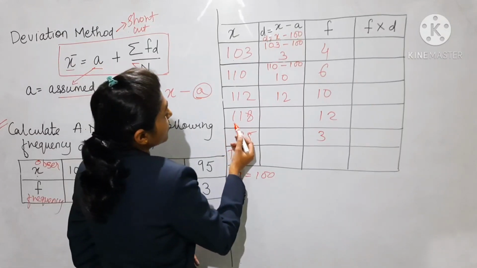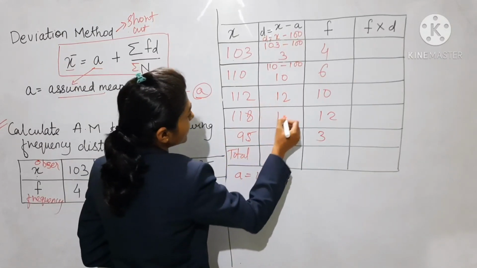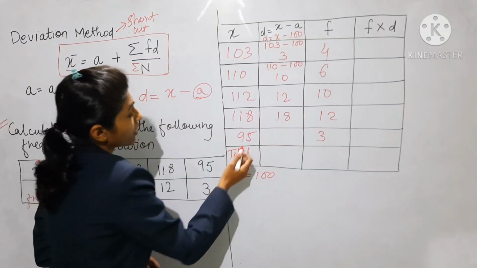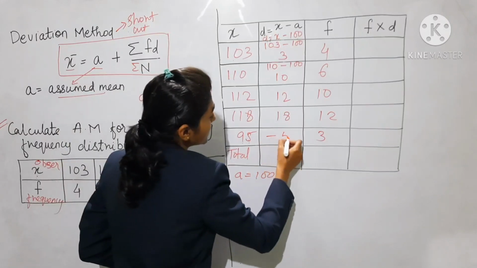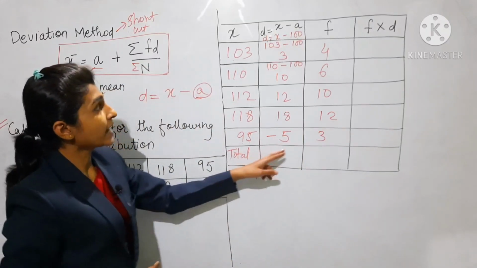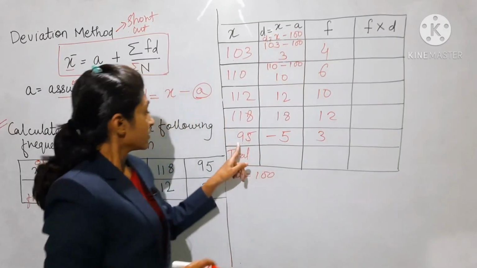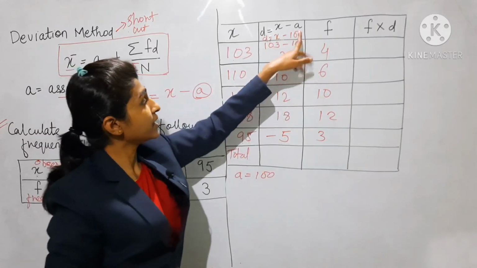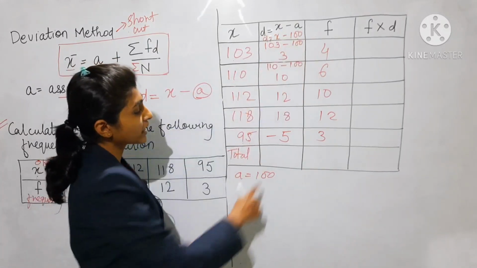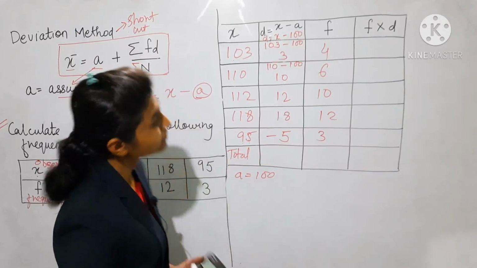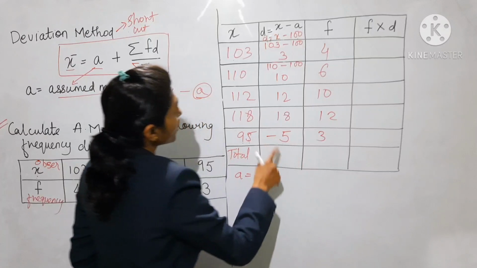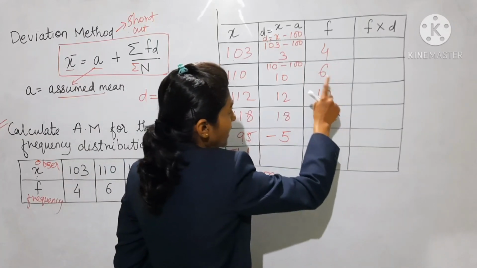Next, 118 minus 100, 18. Now 95 minus 100, we get minus 5. Okay, sign of the greater number. 95 is the smaller number, 100 is the greater number. So sign of the greater number, minus 5. Now next, we have got D, and we have already got F also.